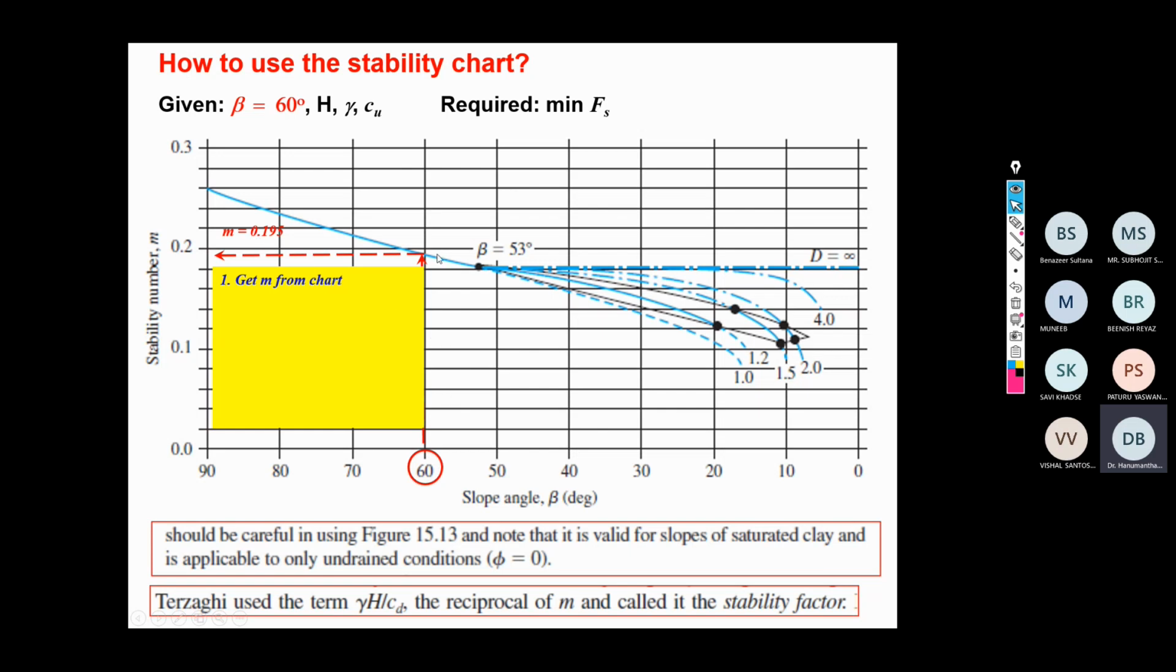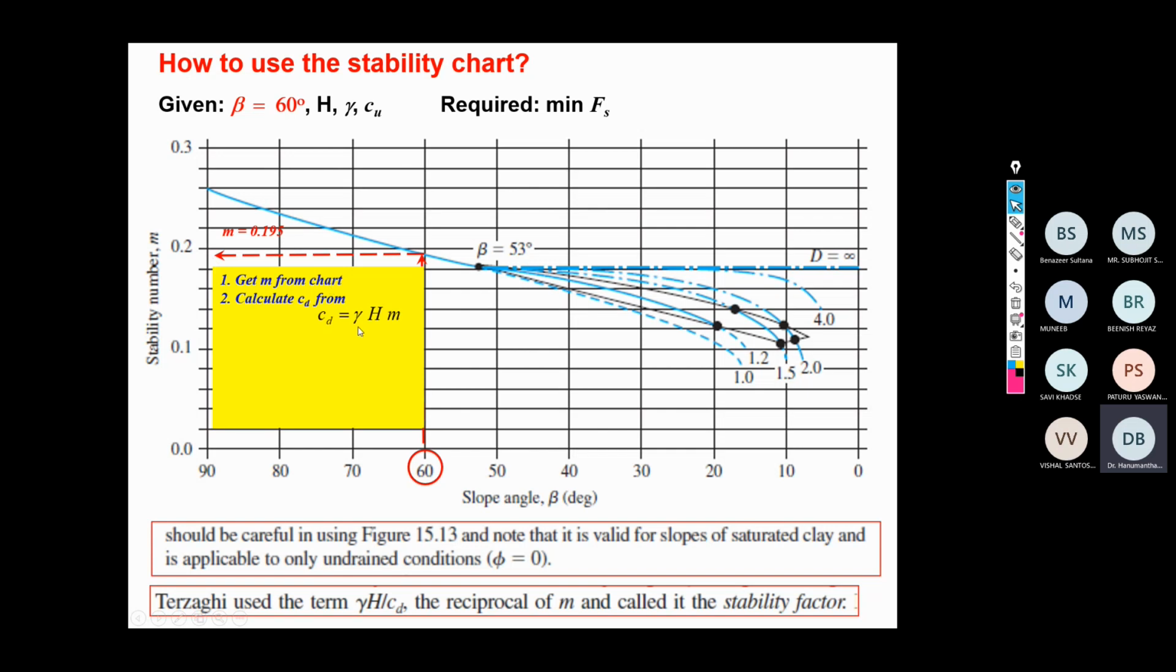So if you draw a vertical line where it intersects the trend line, and from there you draw a horizontal line, it is giving a stability number of 0.195. So if I know the stability number m, from there I can calculate the Cd.